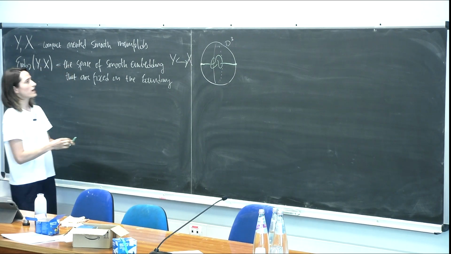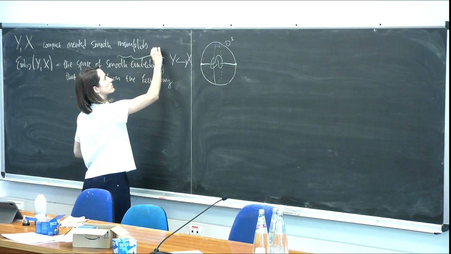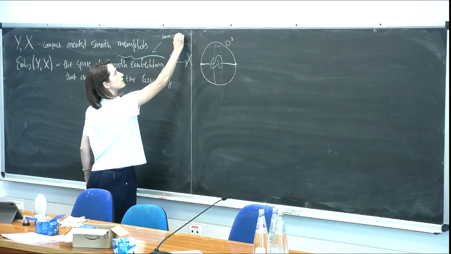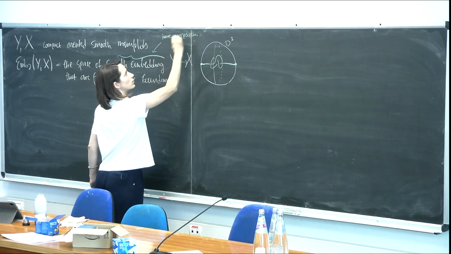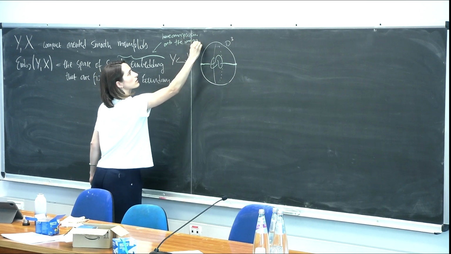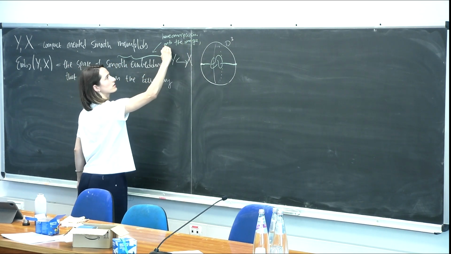Okay, by a smooth embedding, let me just remind you. So this is a homeomorphism onto the image such that at each point the derivative is injective.